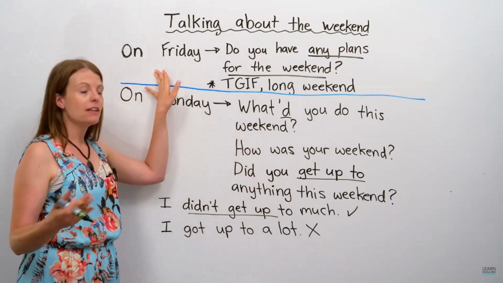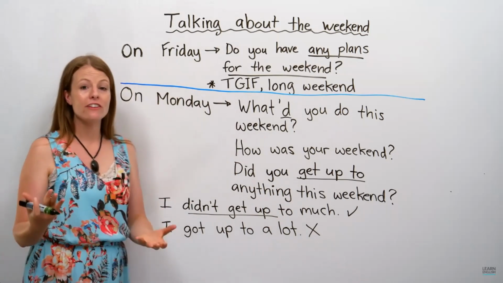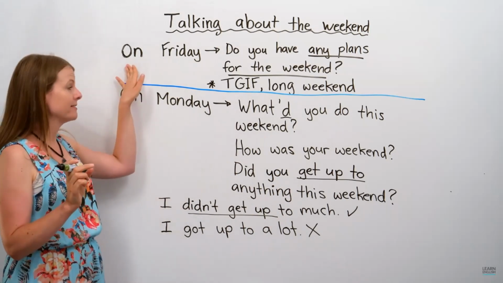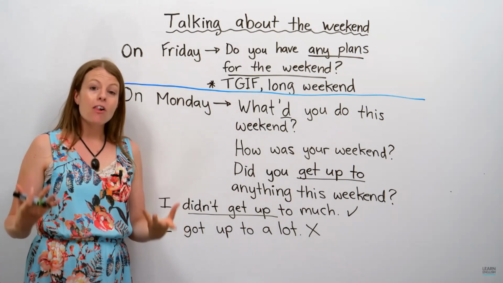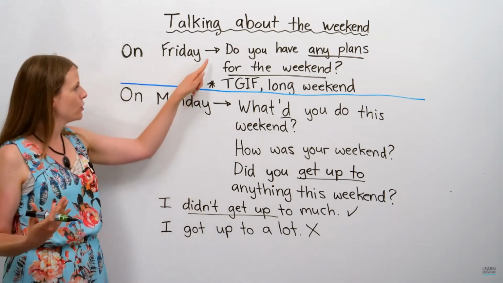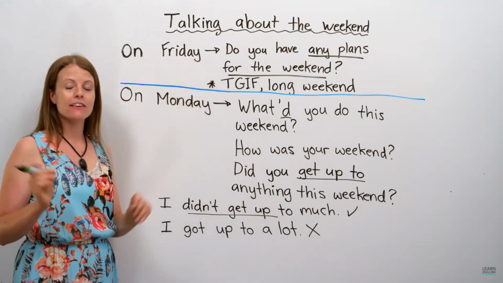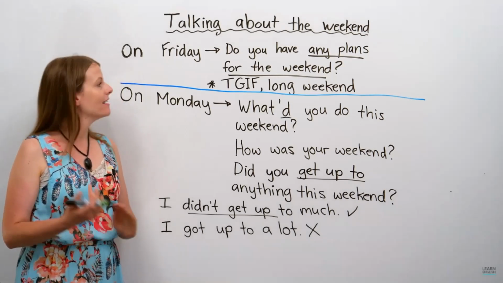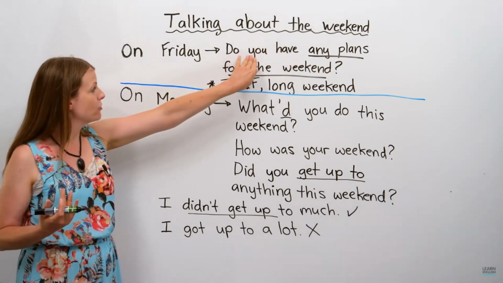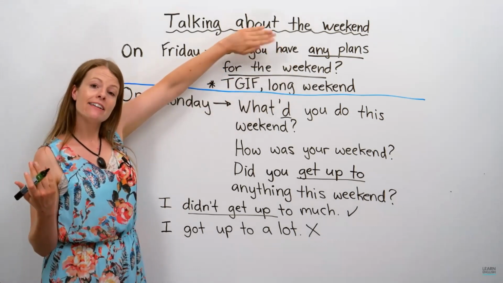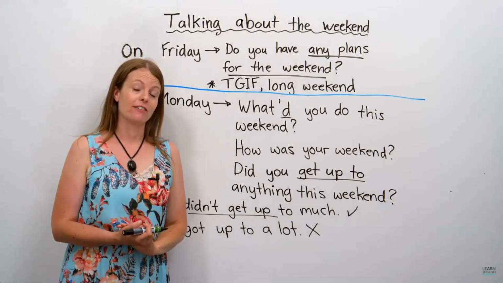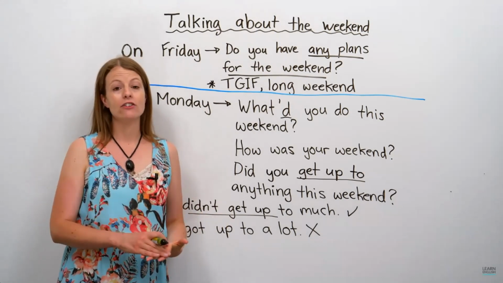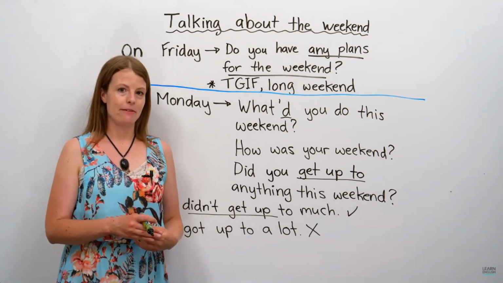So on Friday, and notice I have on, a lot of students make mistakes with this, but the preposition we use with days of the week is the word on. So on Friday, people often ask this question: do you have any plans for the weekend? Do you have any plans for the weekend? Or they might not ask, do you have? They might just say, any plans for the weekend? It's a very common question people ask on Fridays. And what they want is for you to talk about your plans for the weekend. What are you going to do on Saturday? What are you going to do on Sunday?